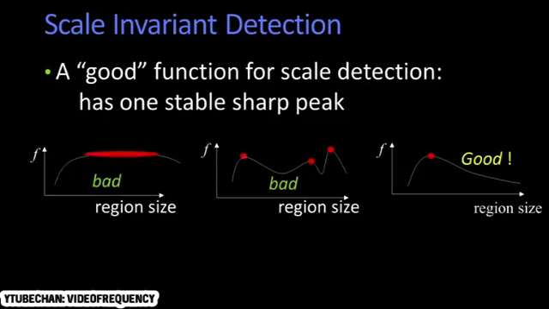So I told you before that nobody actually uses average intensity. Right? So what will we use? Well, let's think a little bit about what it means to be a good function for scale detection. Basically, what you want is to be able to find these maxima as a function of the region size. It would be bad if, for a large variation of the region size, the function stayed flat. That would be bad.